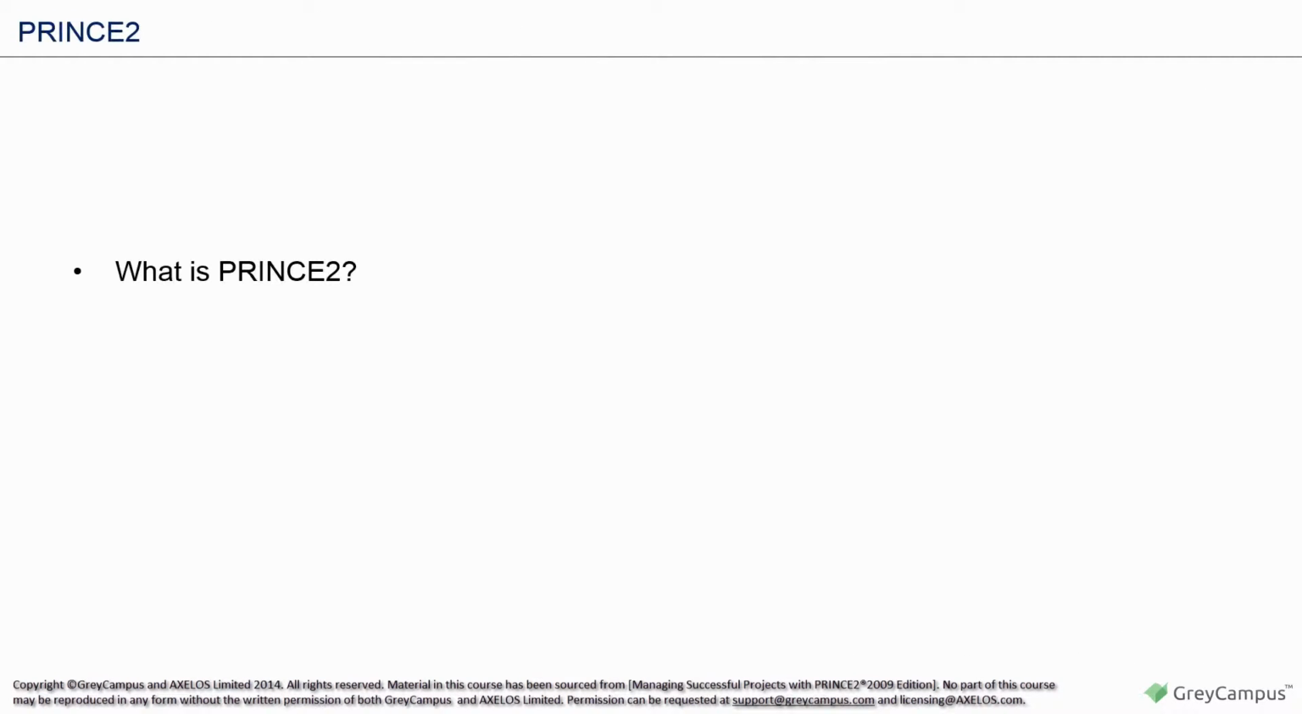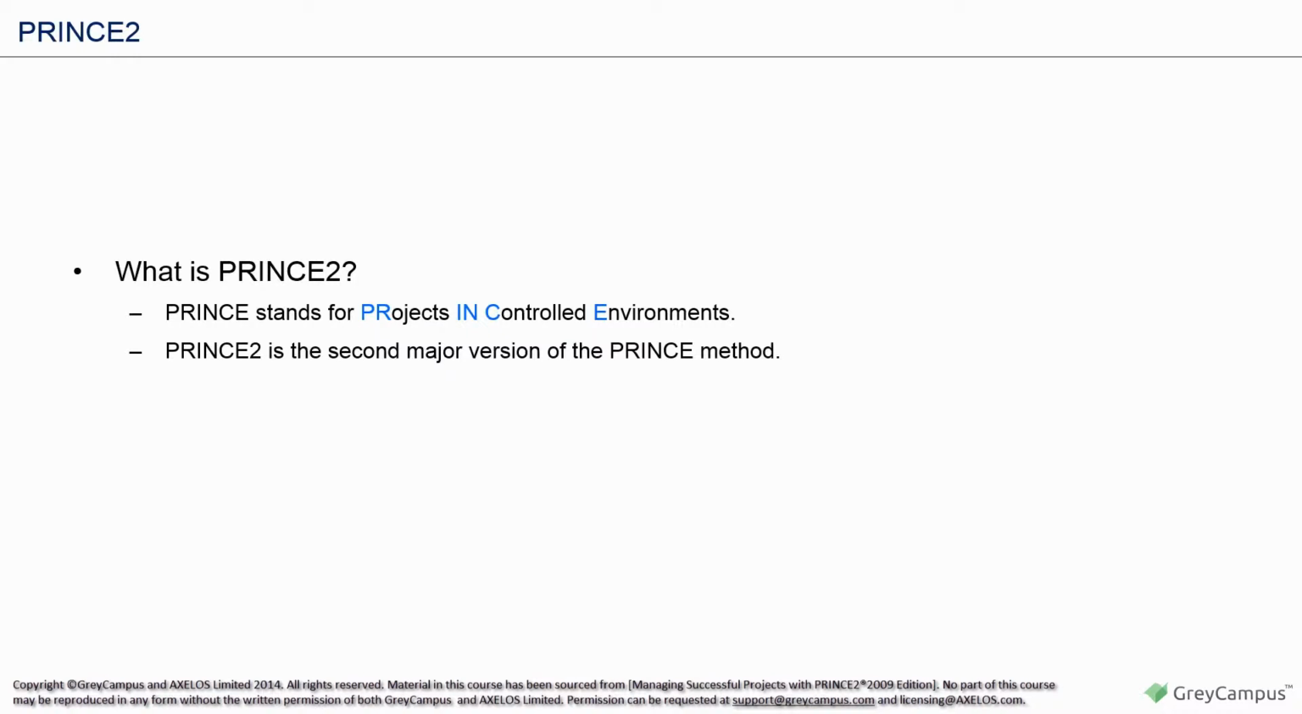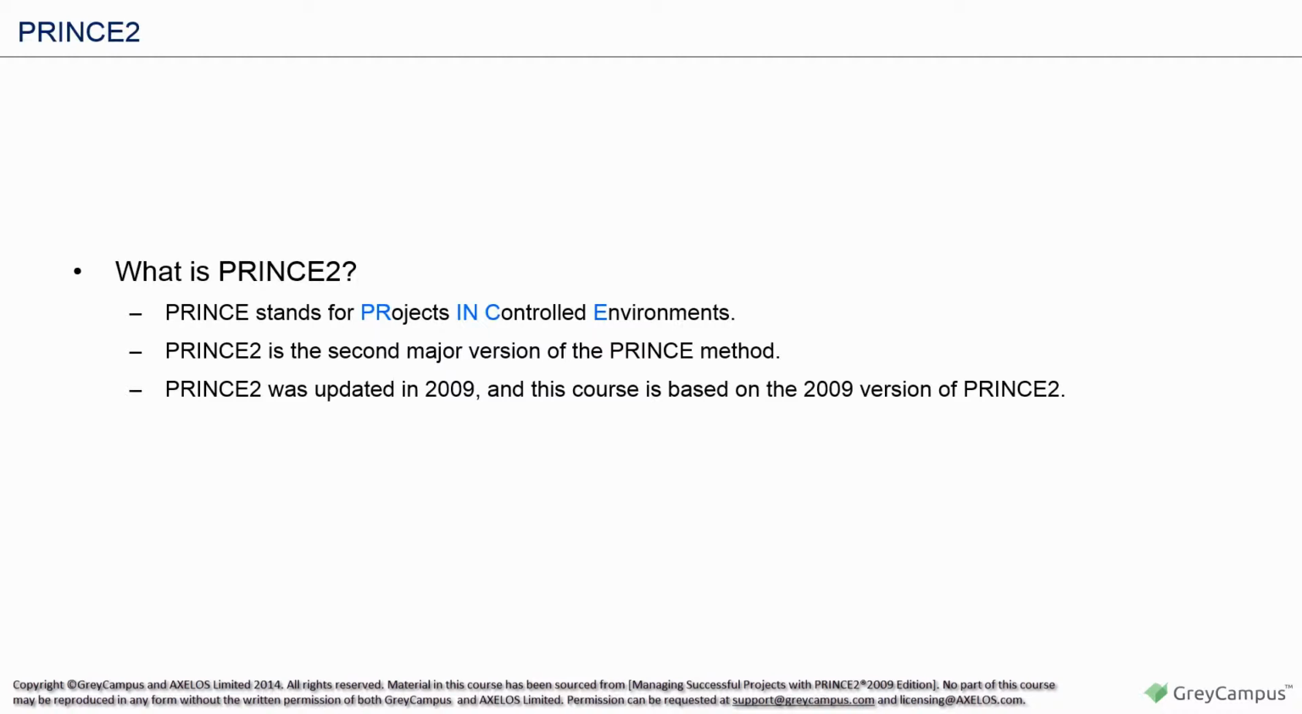Let me start by explaining what PRINCE2 is. It's what's called a project management method. And PRINCE actually stands for Projects in Controlled Environments. It's an acronym, and you should always write PRINCE in uppercase characters to remind yourself that it is Projects in Controlled Environments rather than a PRINCE. PRINCE2 is the second major version of the PRINCE method. And PRINCE2 itself was updated in 2009, and this course is based on the latest 2009 version of PRINCE2. PRINCE and PRINCE2 originated in the UK but are now used worldwide.